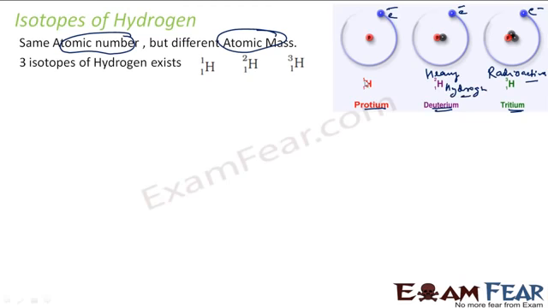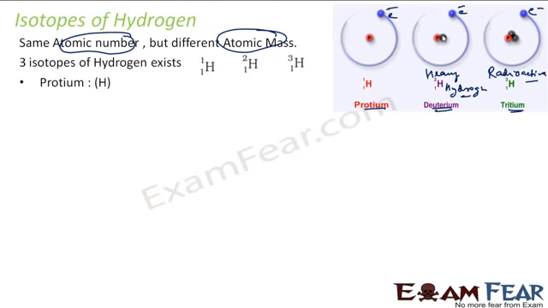The most abundant is protium. It has one proton, one electron. The next is the heavy hydrogen or deuterium. It has one neutron, one proton, one electron. And then we have tritium. It has two neutrons, one proton, and one electron. So the proton and electron count is the same, only the neutron count is increasing.